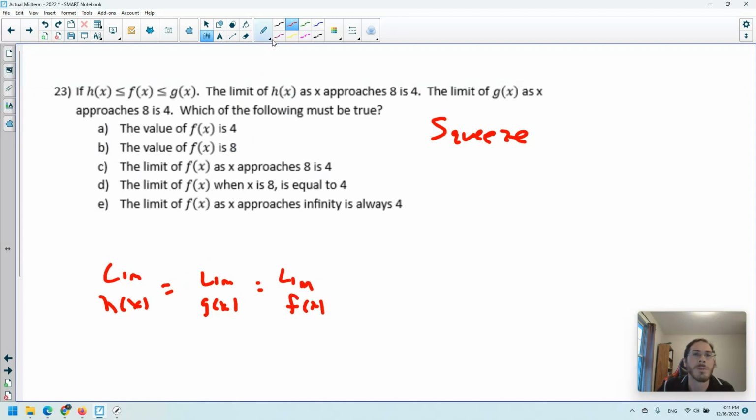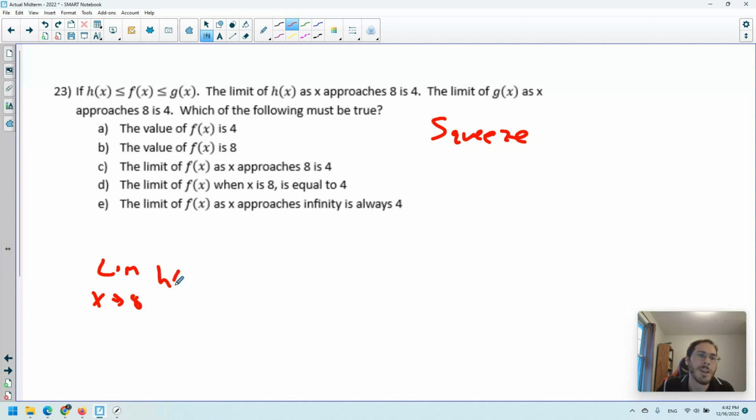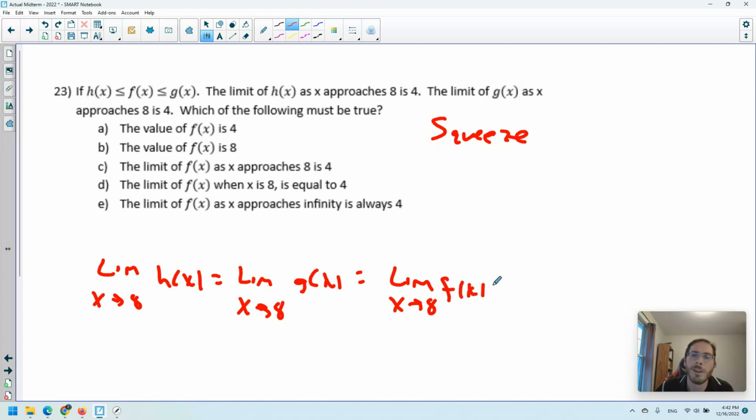So that's a really terrible limit notation. I can't leave it like that. The limit as x approaches 8 of h of x is equal to the limit as x approaches 8 of g of x is equal to the limit as x approaches 8 of f of x, and all of those have to be equal to 4. So the value is not what we're going for. The limit of f of x as x approaches 8 is 4.